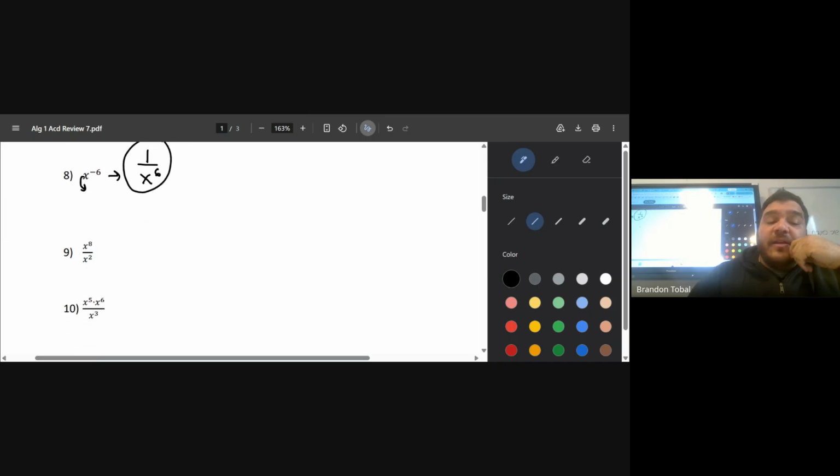Number 9. X to the 8 divided by x to the second. Move it to the bottom. That's what I did. X to the 6, because I would do 8 minus 2. So x to the 6.